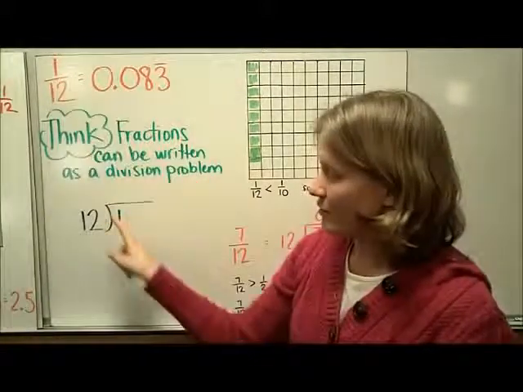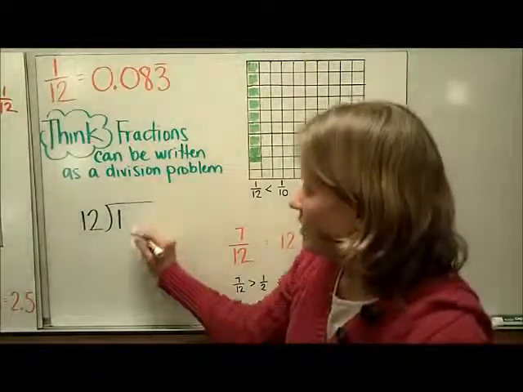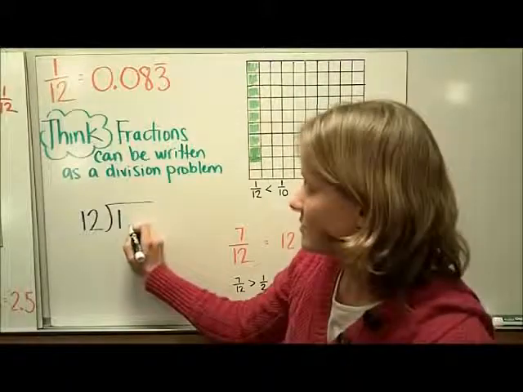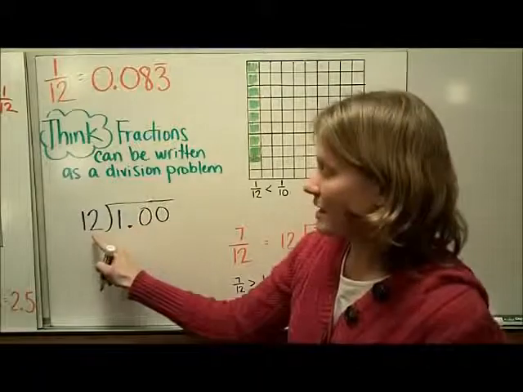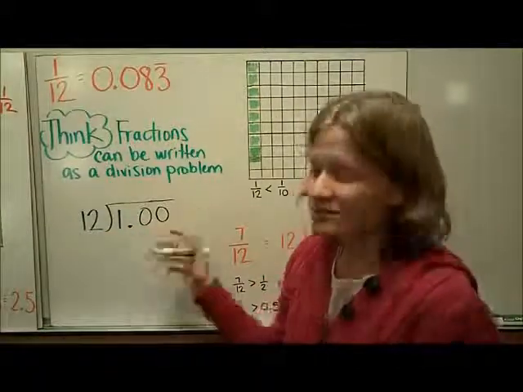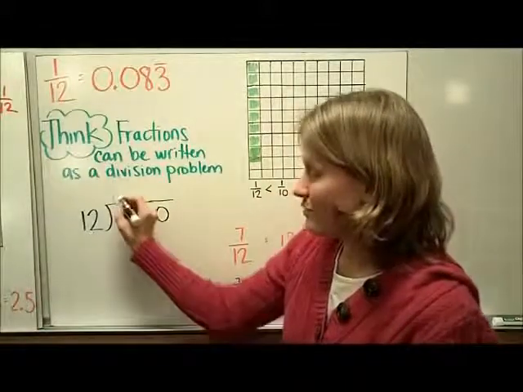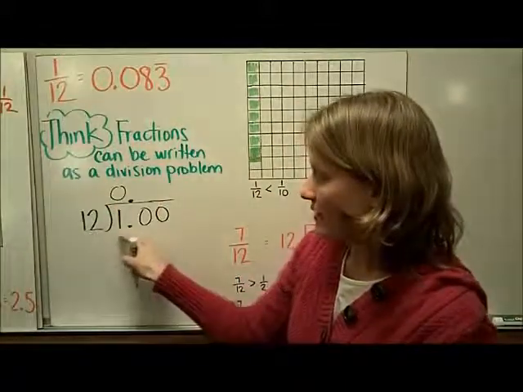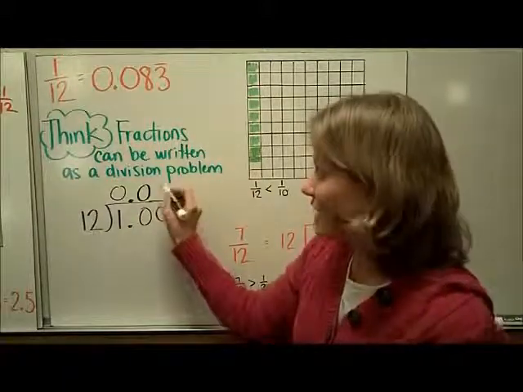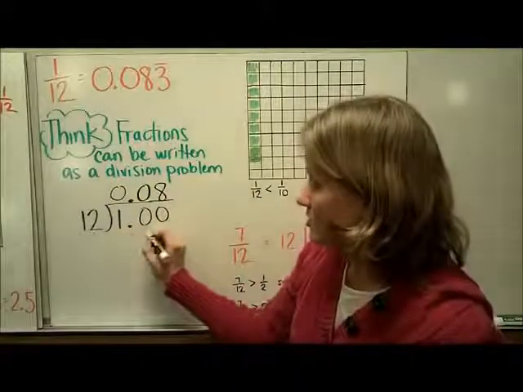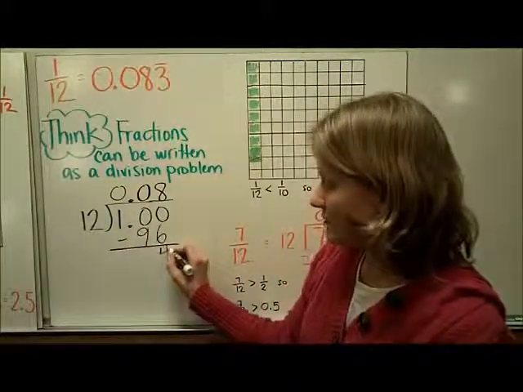So 1/12 you can write as 1 divided by 12, and in order to solve that, you would want to ask Decimal Dog to spit up a 0 and a decimal. And so now we can think about it like 12 going into 100. But let's go ahead and put our decimal point in the right place. All right, 12 can't go into 1. 12 can't go into 10. But 12 can go into 100 8 times. 8 times 12 is 96. 100 minus 96 is 4.